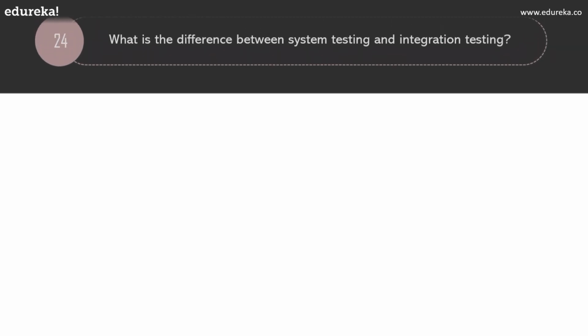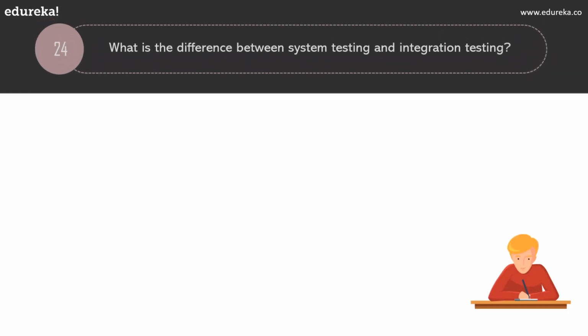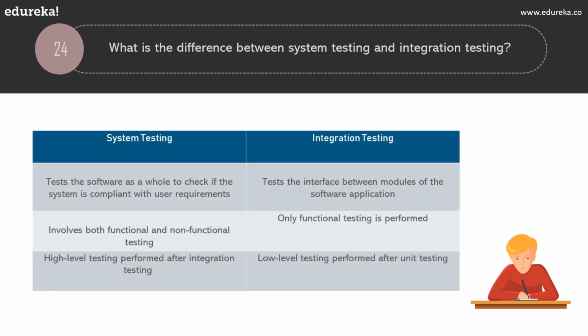The next question that we have is, what's the difference between system testing and integration testing? It's quite simple. System testing tests the entire software application to see if the system is compliant with user requirements and stakeholders' requirements. But integration testing tests the interface between the modules or units of a software application. System testing involves both functional and non-functional testing, like sanity, usability testing, performance testing, load testing, and all that. Whereas only functional testing is performed in integration testing, to check if two modules when combined give the right outcome, or if they are able to communicate properly through the interface or not.